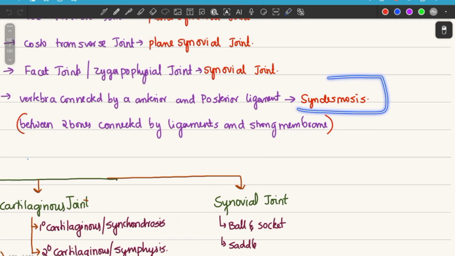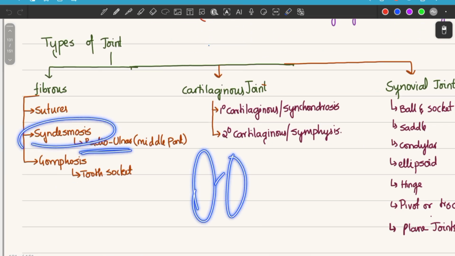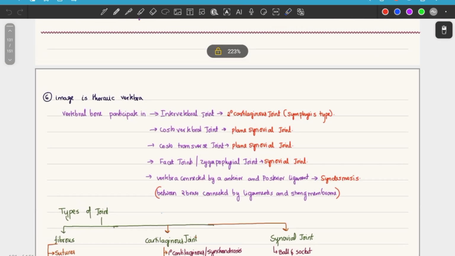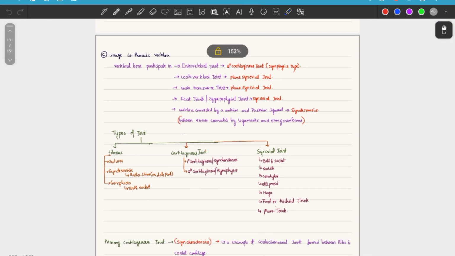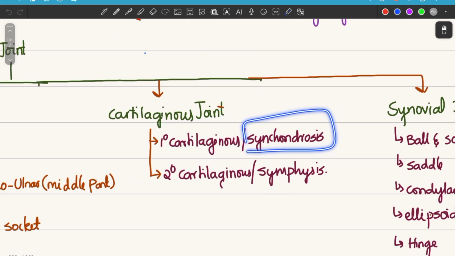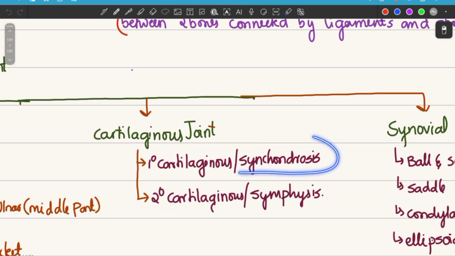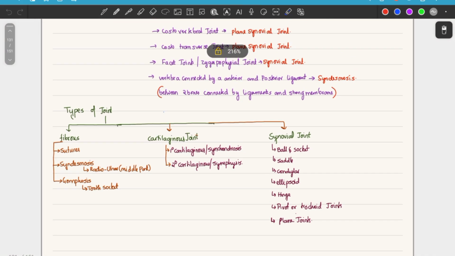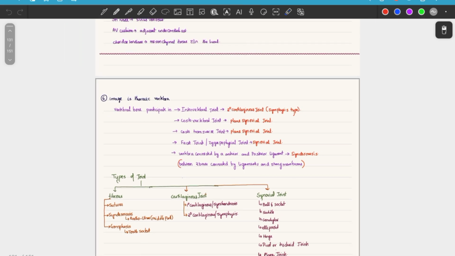This forms a syndesmosis. You can see syndesmosis is also present in the radio-ulnar joint, middle part, like a strong membrane. This is also present in the vertebra. But the only one which is not present is the primary cartilaginous joint, that is synchondrosis, which is present in the rib only, in the costochondral junction in the anterior part. It is not present in the vertebra. You have to remember that. Everything else is present in the vertebral bone, which participates in almost all these types of joints.